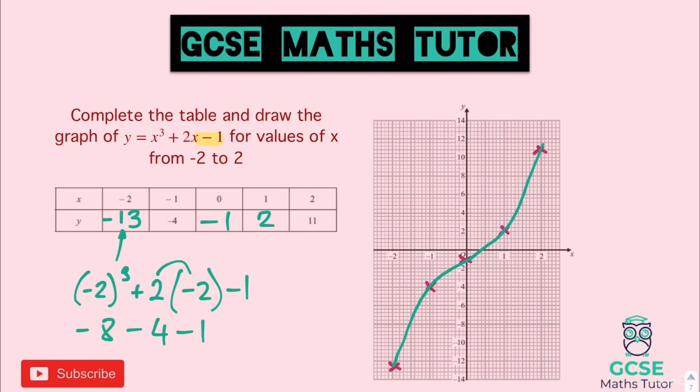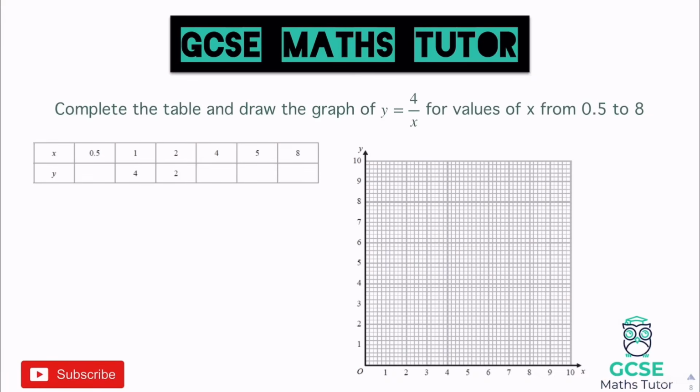But there we go, that's cubics. We're going to move on to reciprocals now, so let's have a look at one of those. Okay, so a reciprocal graph, there we go. We've got our line equation here, it's y equals 4 over x. So this is what forms a reciprocal graph.